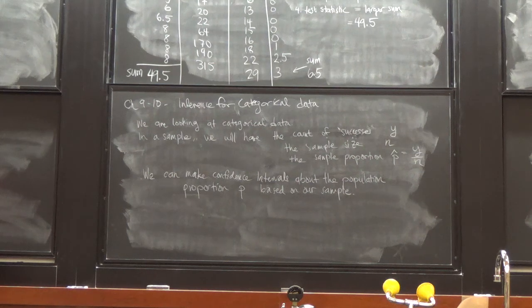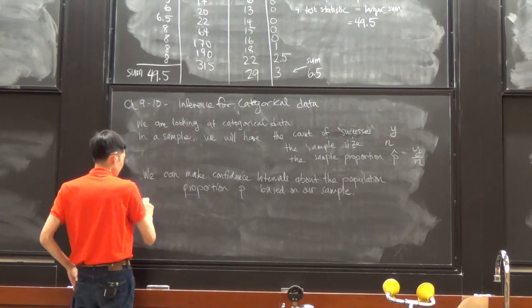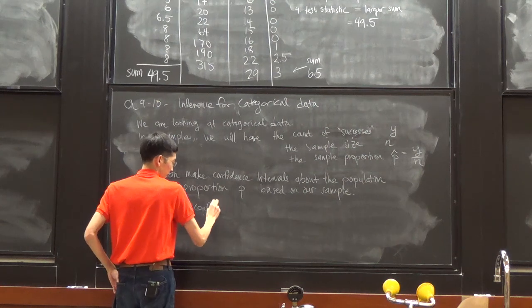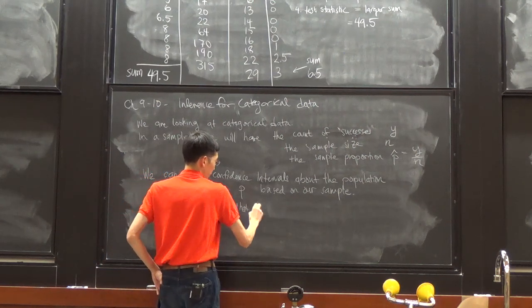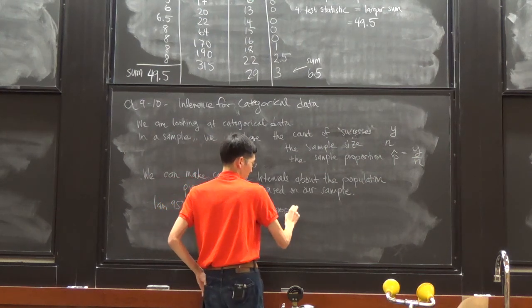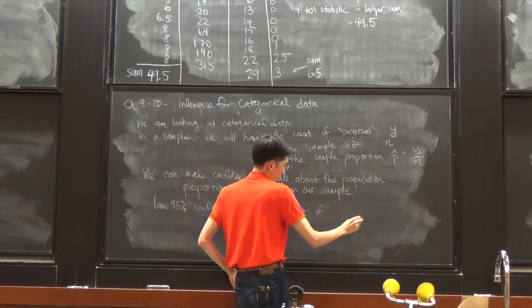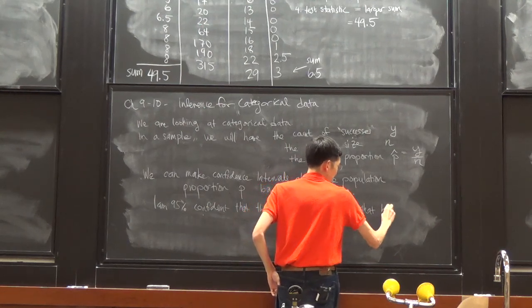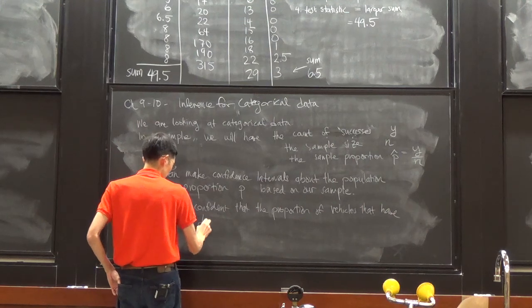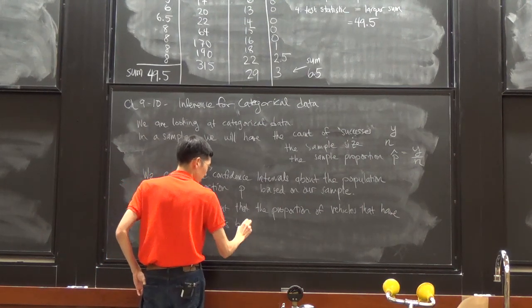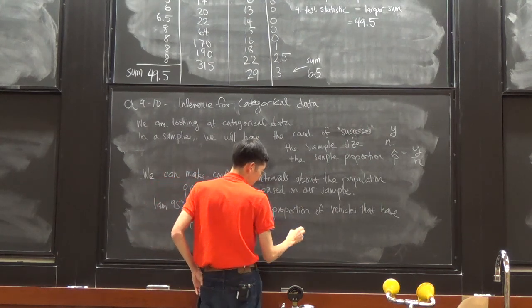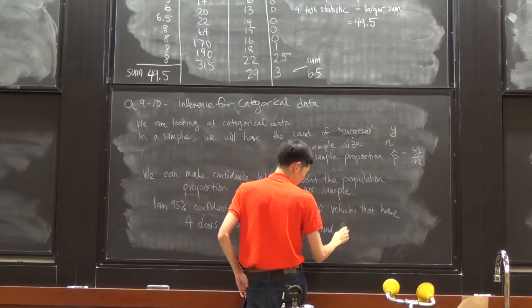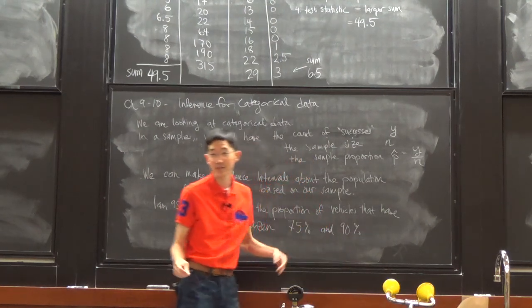And so we would say something like, I am 95% confident that the proportion of vehicles that have 4 doors is between 75% and 90%, or something like that. Who knows?